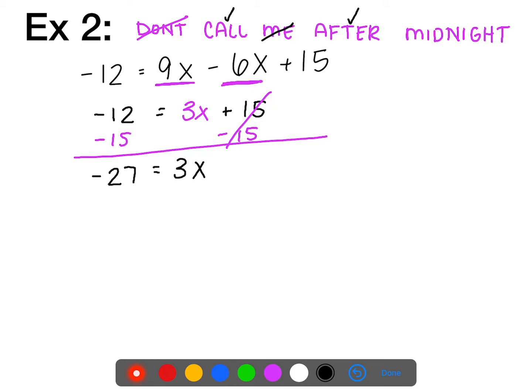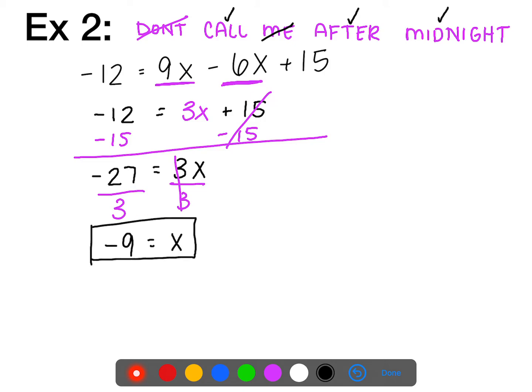So now I've done my adding and subtracting. Last but not least, I got to multiply or divide. And I'm going to choose to divide by 3 on both sides, which gives me negative 9. Bam. And I'm done. Got my answer, completed all my steps. Life is good.